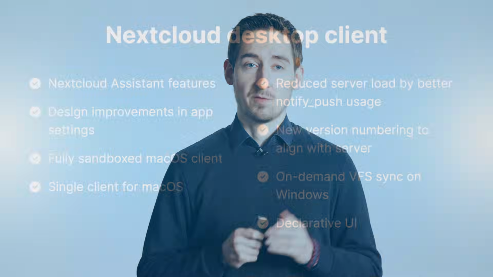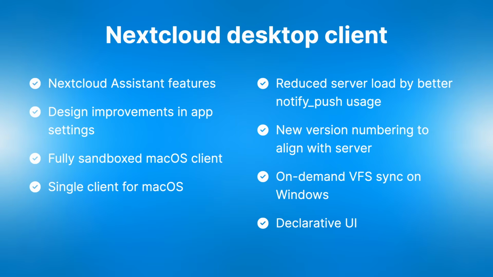Let me highlight some desktop client improvements. First, we enabled Nextcloud Assistant to be able to use it with your local files. We also worked on design and introduced a new version numbering. Now, the client version is aligned with server versions, meaning that our latest client is version 33.